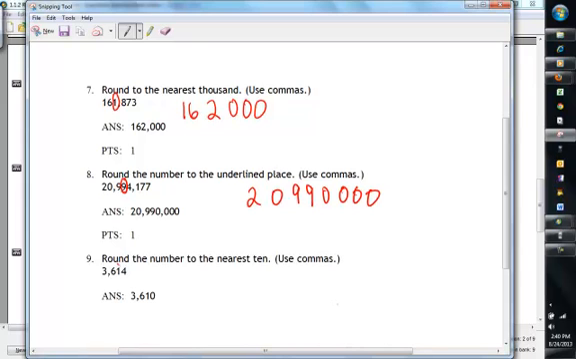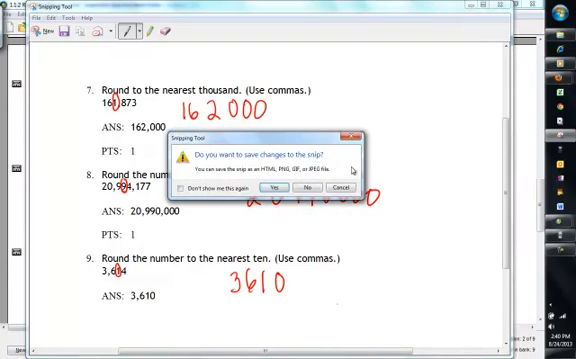Nearest 10, here's the tens. So 3, 6, 1, and then 0. Next one.